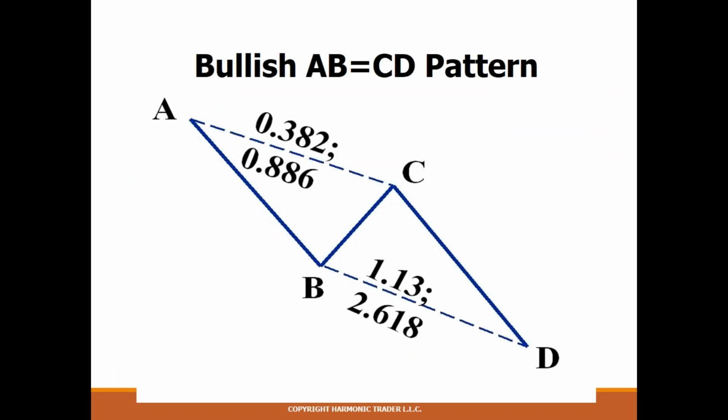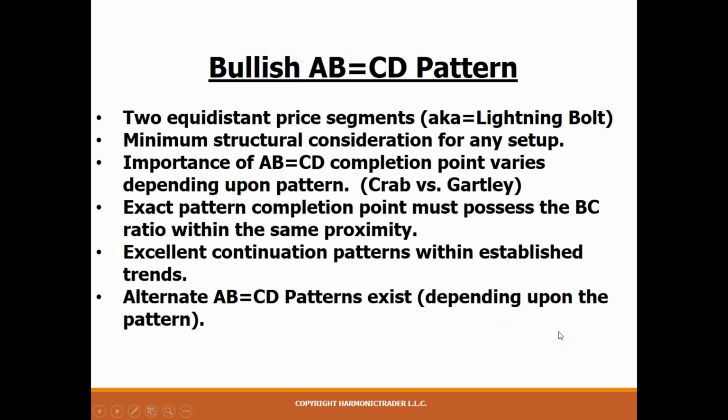Looking back at the bullish ABCD pattern, we're looking for two simple, distinct, clear legs that possess equivalent segments, and it's very important to note that the minimum equivalent completion point where A to B is equal to C to D is essential. Now we look for two of these equidistant points, but the importance of that minimum completion point really depends upon the pattern. In all harmonic patterns, that equivalent minimum ABCD is a minimum requirement for all validation of opportunities.